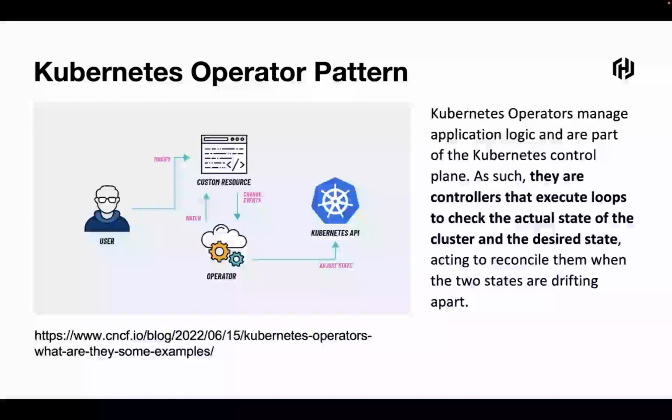As you can see in this diagram, a user or a CD pipeline modifies a custom resource. The operators are watching on that custom resource. When a change event happens, operators will adjust the state by calling the Kubernetes API. In this case, it might be syncing a secret from Vault to a native Kubernetes secret object.